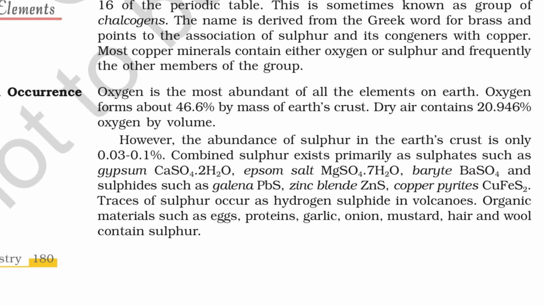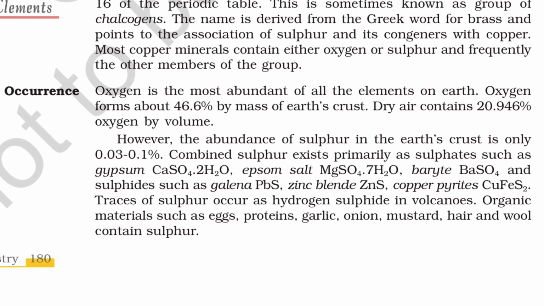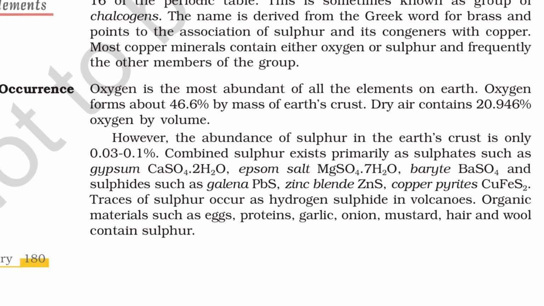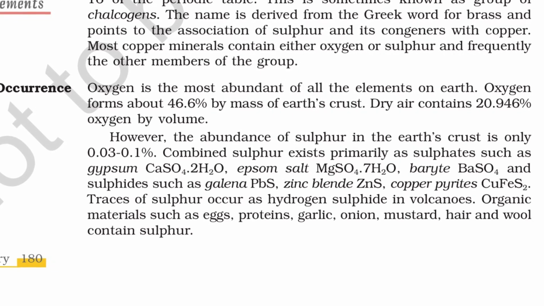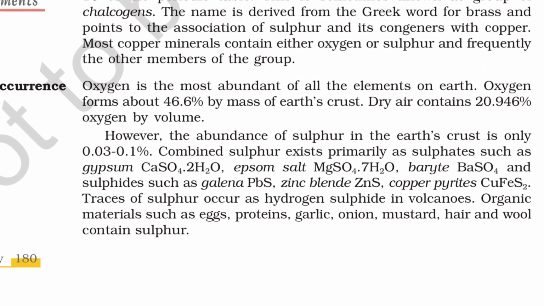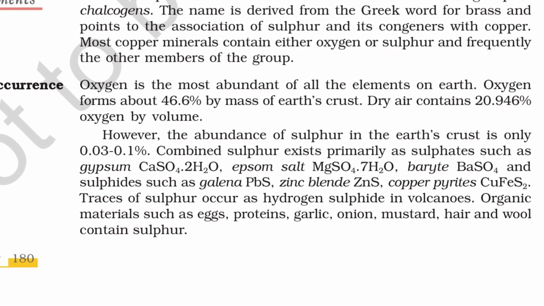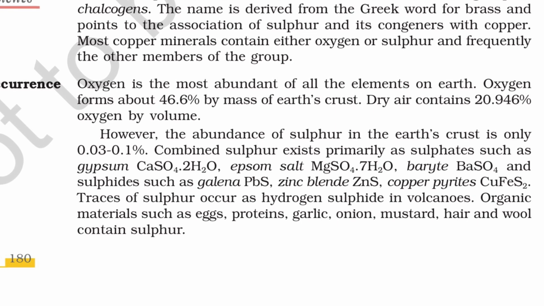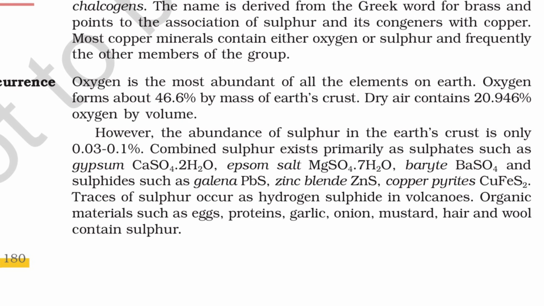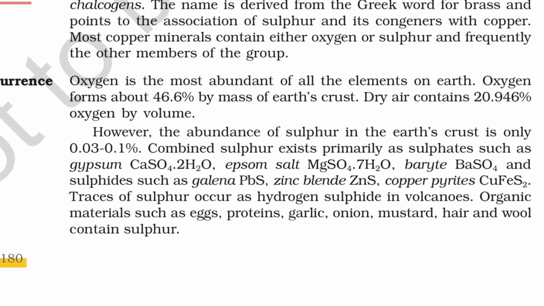Occurrence: oxygen is the most abundant of all the elements on Earth. Oxygen forms about 46.6% by mass of Earth's crust. Dry air contains 20.946% oxygen by volume. You can take approximately 21%. However, the abundance of sulfur in the Earth's crust is only 0.03 to 0.1%, very less.